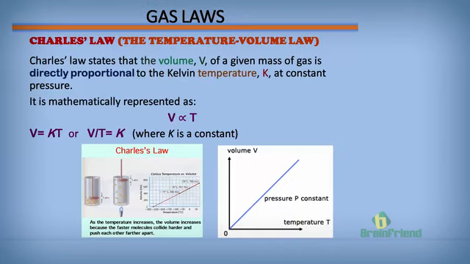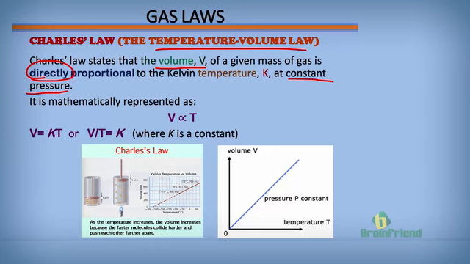Now, let us look at Charles' law. What does this law say? First of all, it is the temperature volume law. So this tells us that we are dealing with two variables, which are the temperature of the system and the volume of the system. Charles' law says that the volume of a given mass of gas is directly proportional to the Kelvin temperature at constant pressure. So for Charles' law, the variables that are constant here are pressure and of course the mass of gas. We are not adding any more gas molecules and we are not removing.